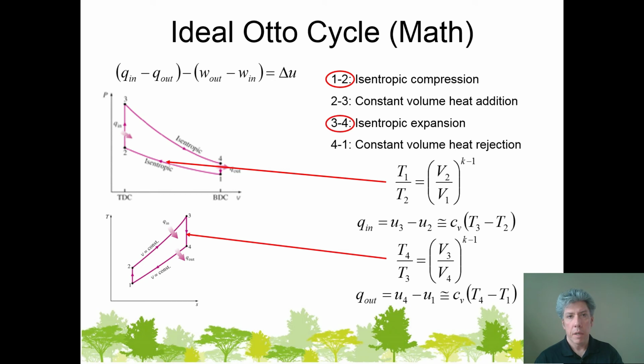Of course, the expansion process, state 3 to state 4, occurs on the PV diagram just as it does on the TS diagram. I just pointed to the other diagram to show you the process. And we're applying another isentropic equation to the expansion process from state 3 to state 4.